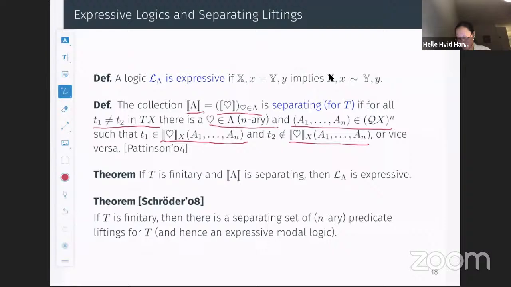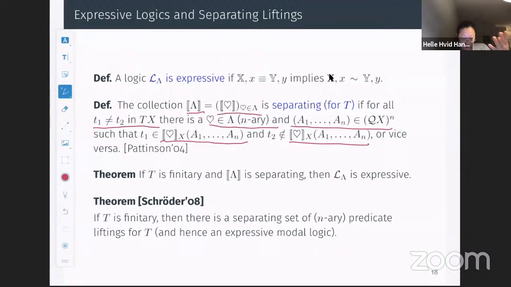And now you can think even further, but there's something that is maybe not so nice, that you have to find this lambda. As we saw before, there could be a lot of them, right? So could we maybe find a condition on the functor alone that guarantees the existence of a set of separating predicate liftings? And in fact, we can.